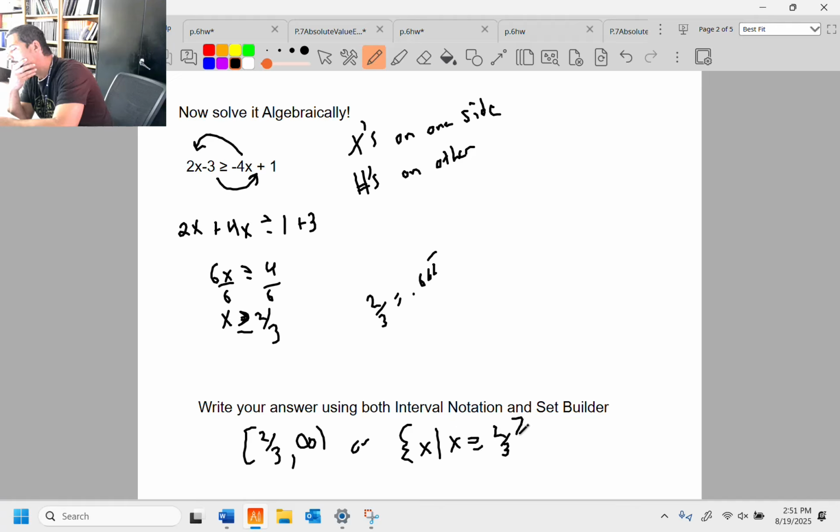Now, it's worth talking about this. In Algebra 1 and in your younger years, what they would have you do is they would have you visualize these things on a number line.